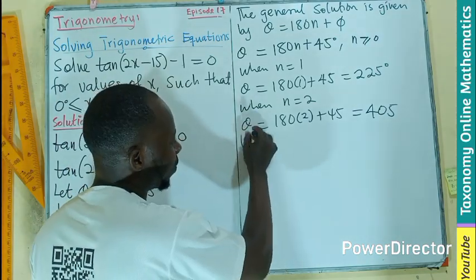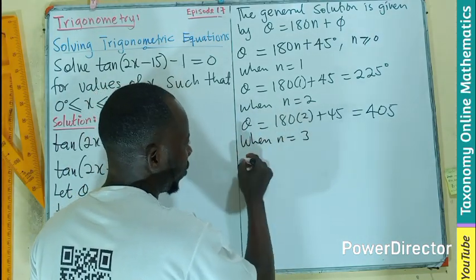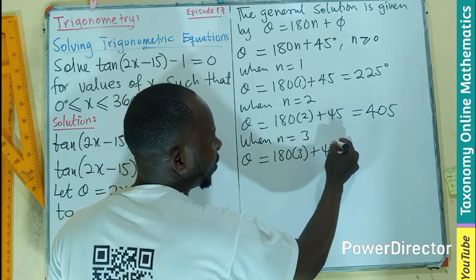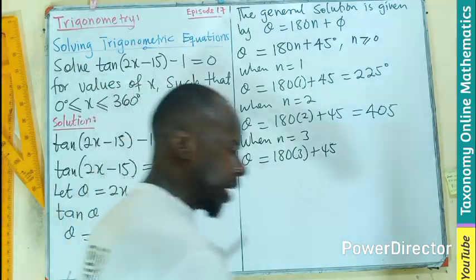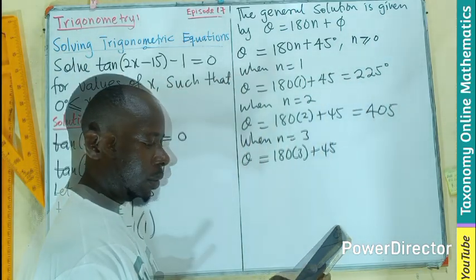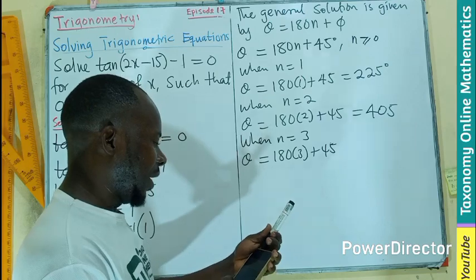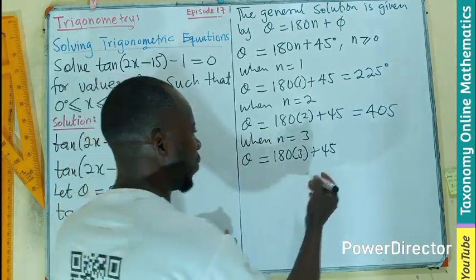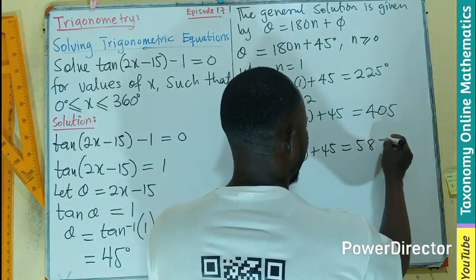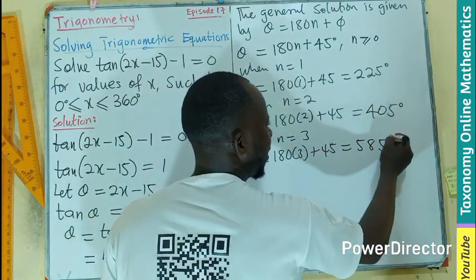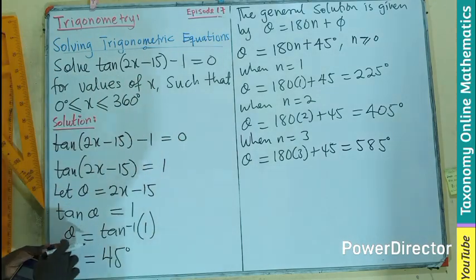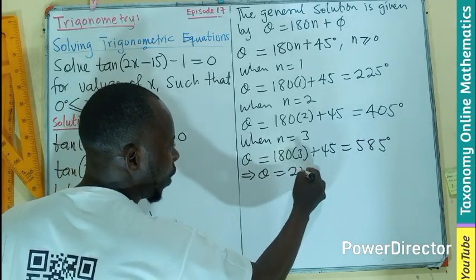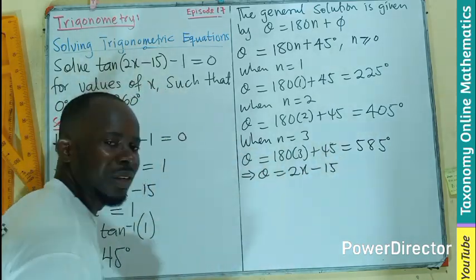So let's go for the last one. When n is 3, your theta becomes 180 times 3 plus 45. Let's check that on our calculator. 180 times 3 will give you 540, plus the 45 will give you 585 degrees. So these are the values of theta. But remember, theta is equal to 2x minus 15.